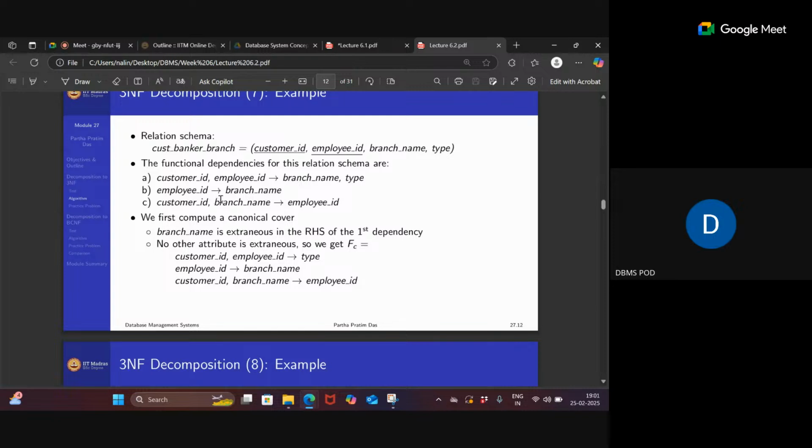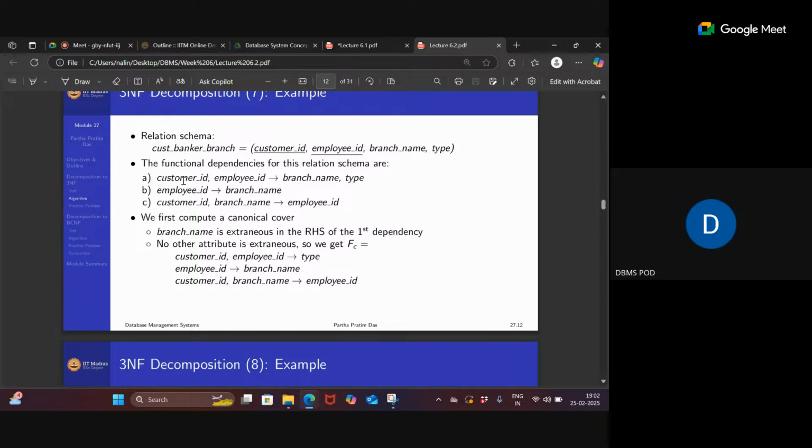In order to decompose, first we have to find Fc, the canonical cover, for our decomposition. What is our canonical cover? You can see employee ID determining branch name. Here customer ID, branch name together determine employee ID. So what is redundant here? Any attribute, is this FD redundant or not? It is redundant, kind of.